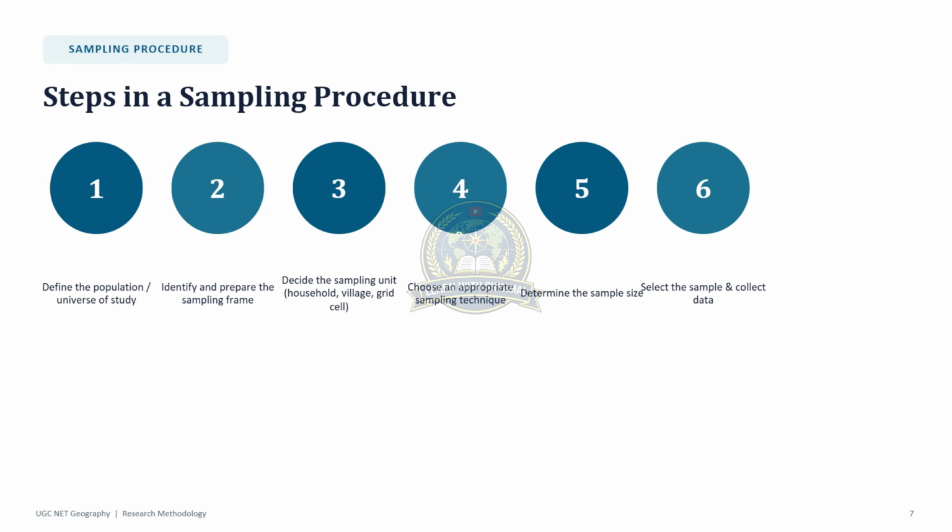Okay, steps in a sampling procedure. 1. Define the population or universe of study. 2. Identify and prepare the sampling frame. 3. Decide the sampling unit: household, village, grid cell. 4. Choose an appropriate sampling technique. 5. Determine the sample size. And 6. Select the sample and collect data.